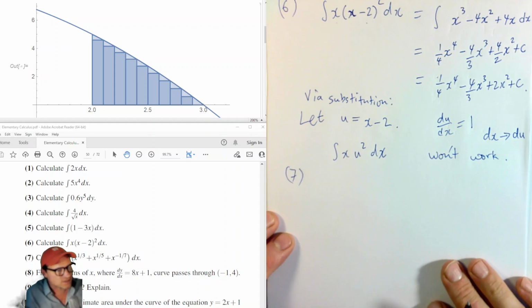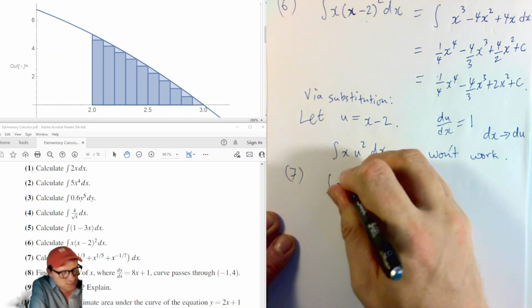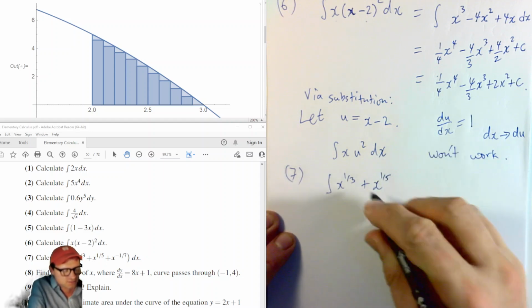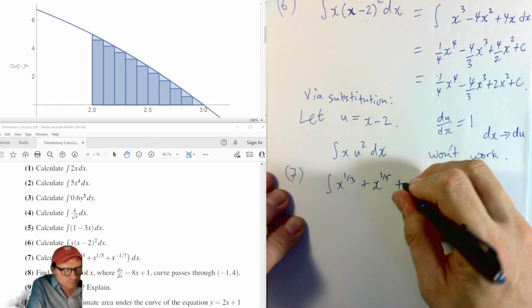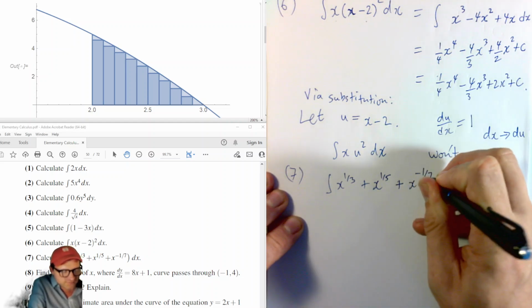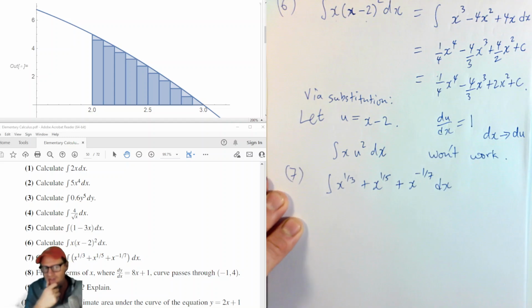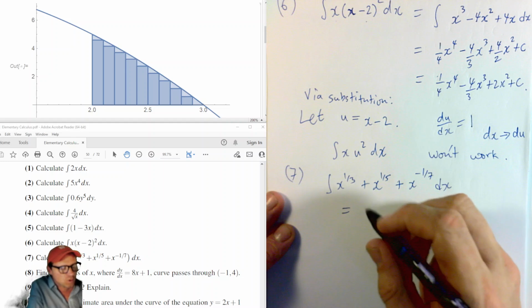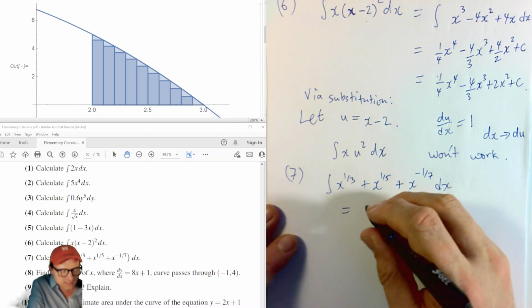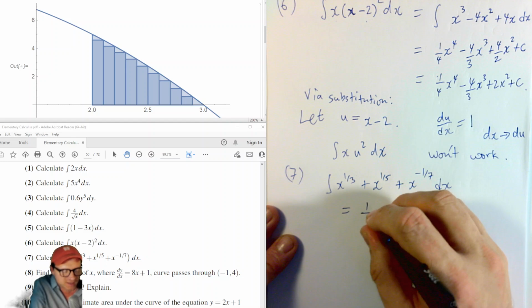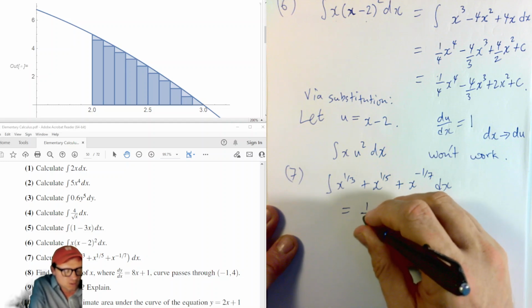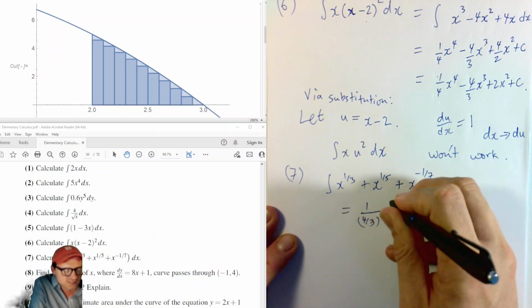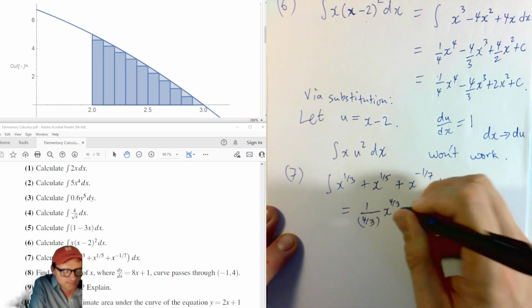Okay, question 7. Calculate the integral of x to the 1/3, which is the cube root of x, incidentally, plus x to the 1/5, or the 5th root of x, plus x to the minus 1/7. Okay, so we just add 1 to each of these exponents. So 1/3 plus 1 is 4/3, and then we have to divide by that new exponent. So 1 over 4/3, x to the power of 4/3.